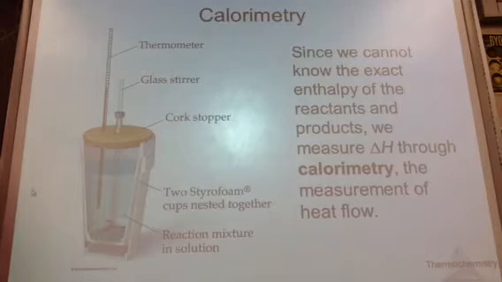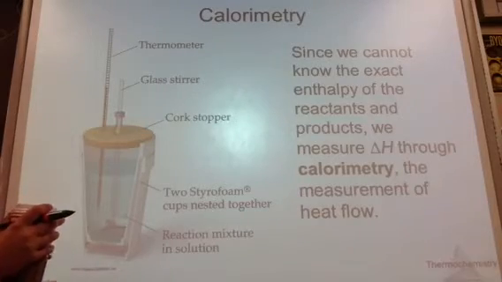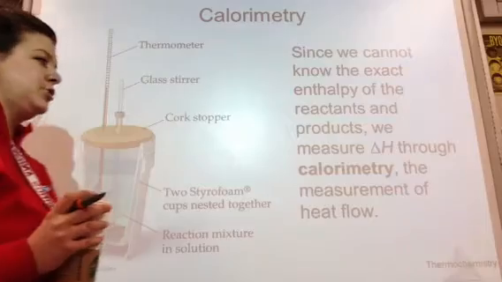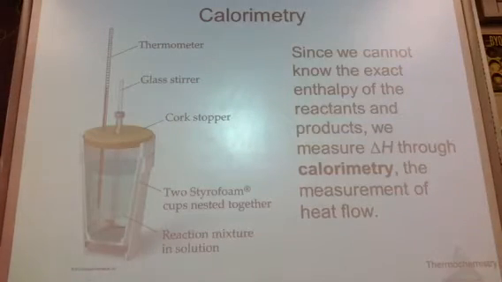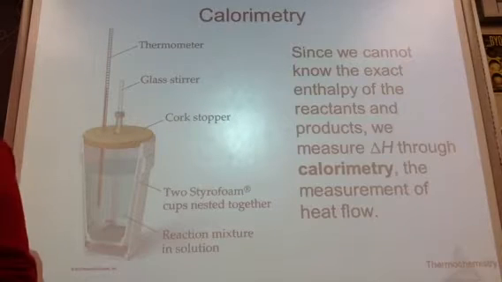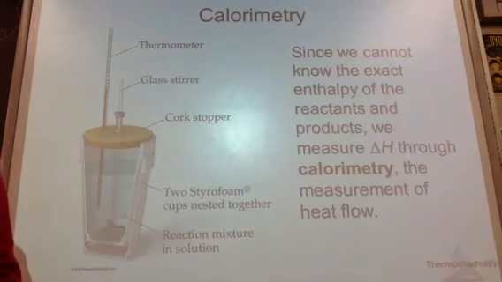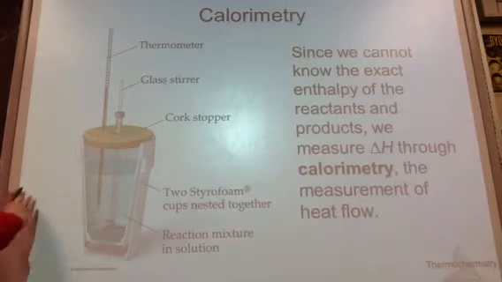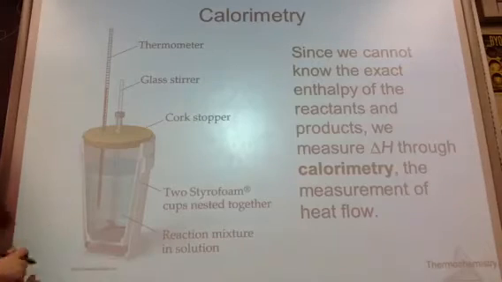All right, guys, so we are going to get into something that's called calorimetry. And since we can't know the exact enthalpy of the reactants and of the products, we just measure delta H indirectly, and that's through something called calorimetry. And calorimetry is just the way that we can measure heat flow. The picture shown here is a device that we use to measure heat flow, and this setup is called a calorimeter.